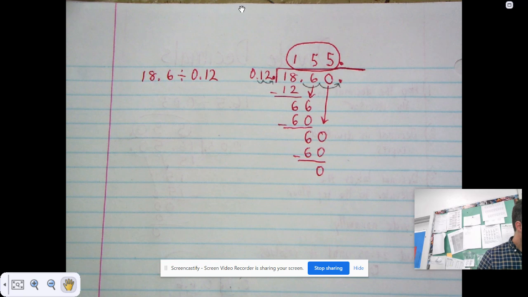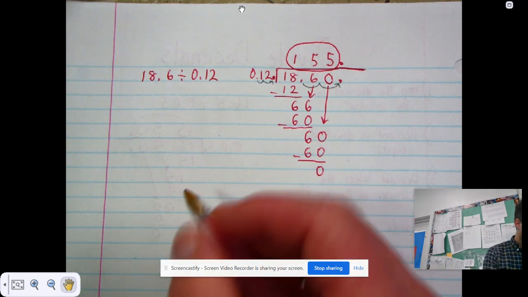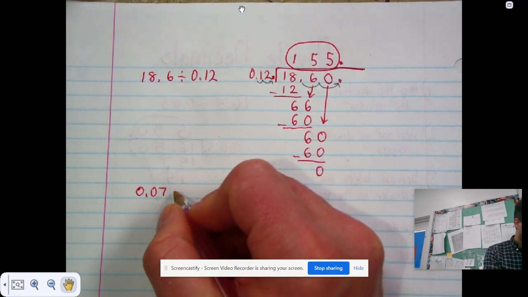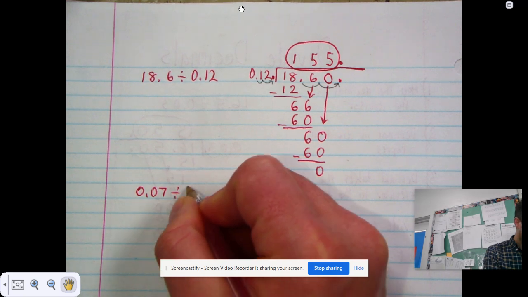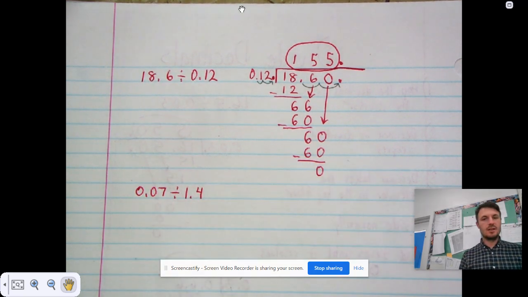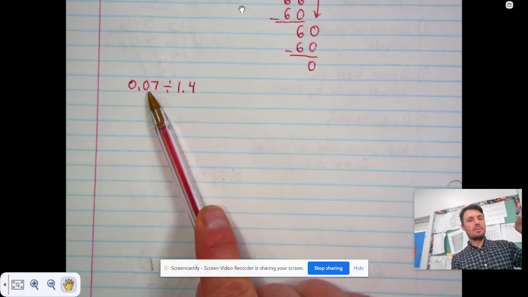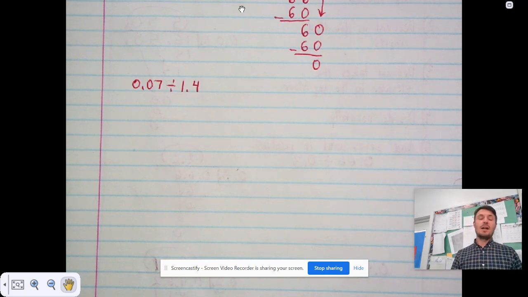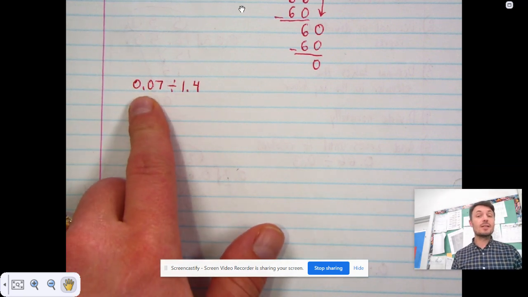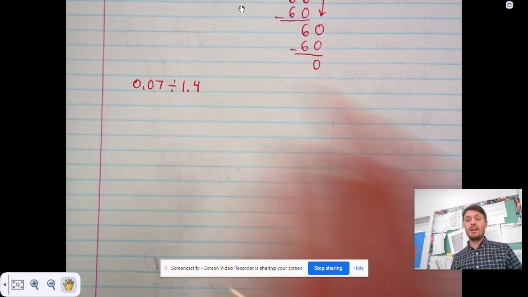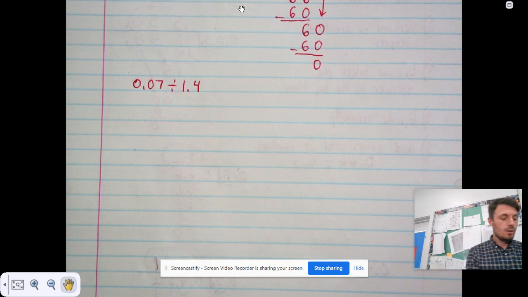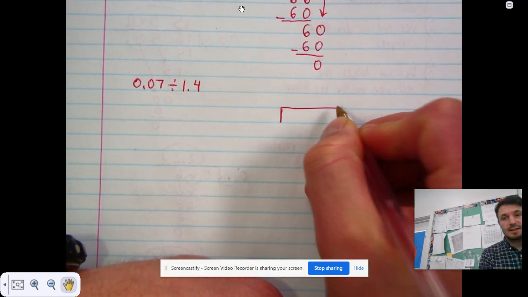Okay, let's do another example. Let's do 7 hundredths divided by 1 4/10. Notice on this one, the dividend's smaller than the divisor. We're dividing a bigger number into a smaller number. You can do that when you're dividing with decimals. You just get an answer that's less than 1.